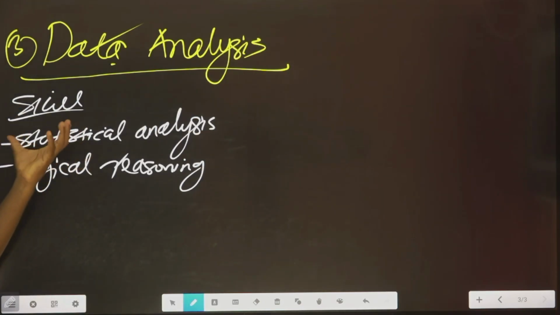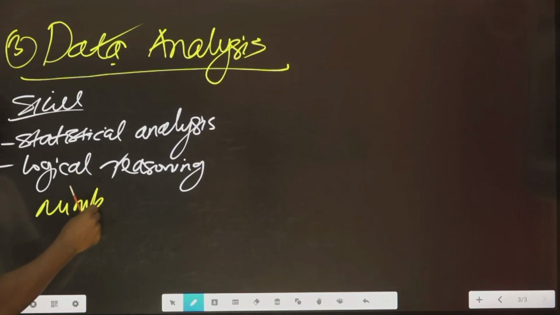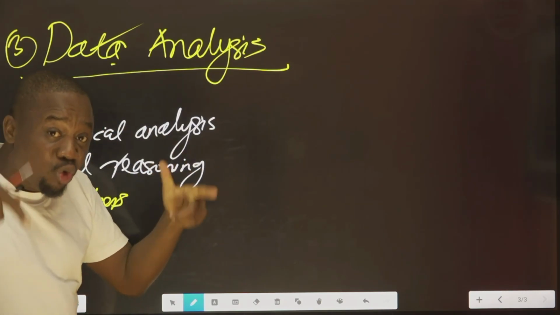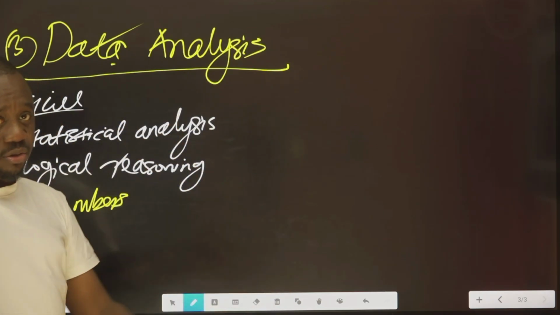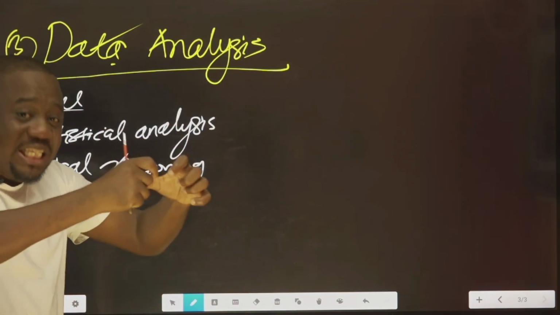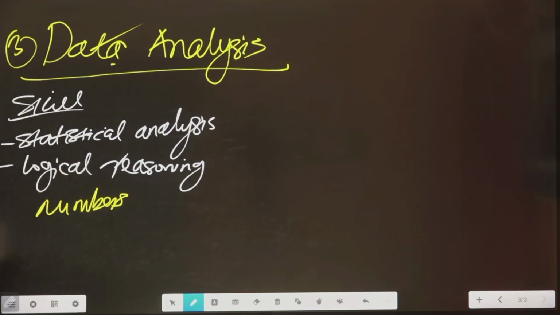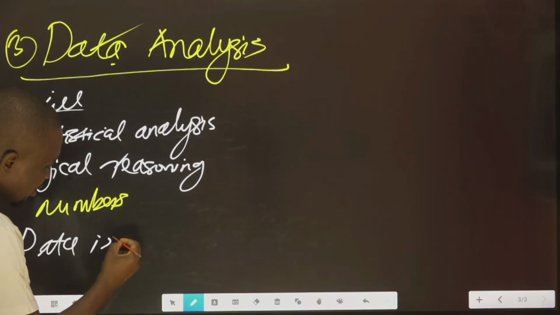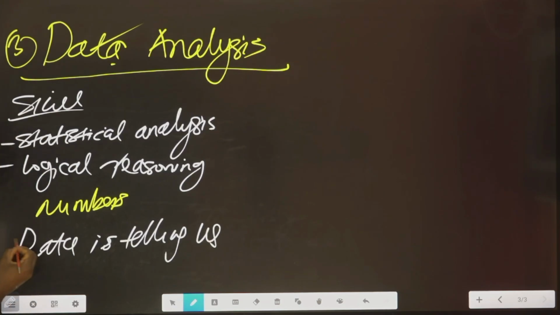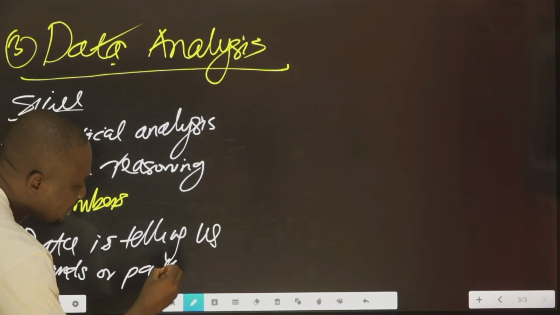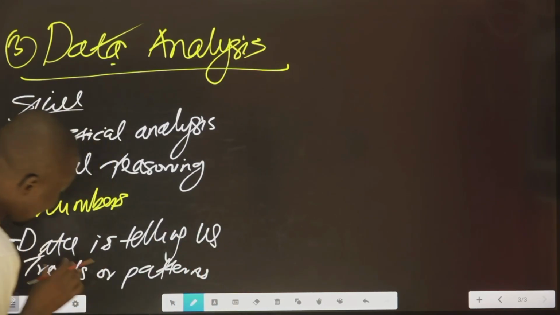Okay? So what do I mean by this? That is, you need to use numbers and logical thinking to figure out what the data is telling you or telling us. And also to find trends. That is, you need to find what the data is telling us, because the data is what? Telling us. And also trends or patterns in the data.